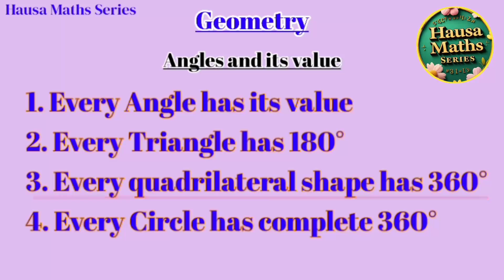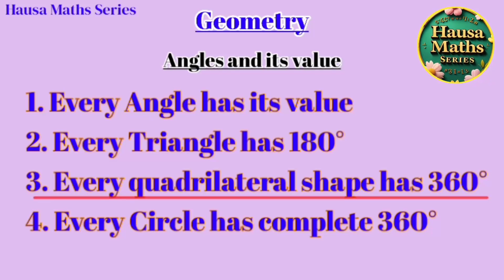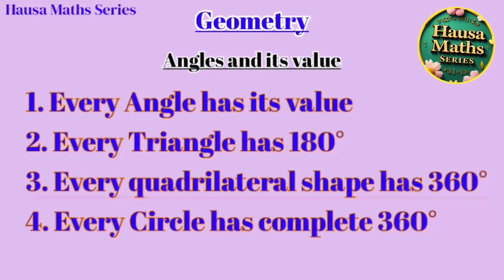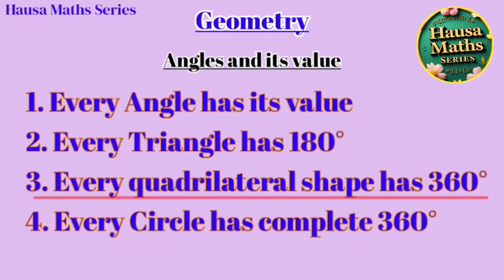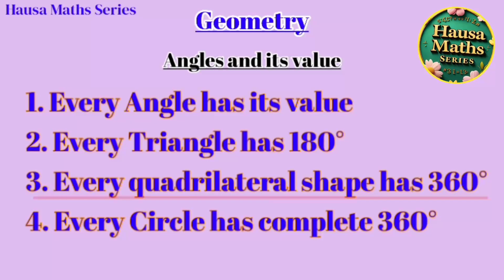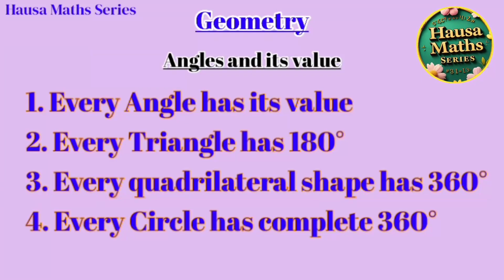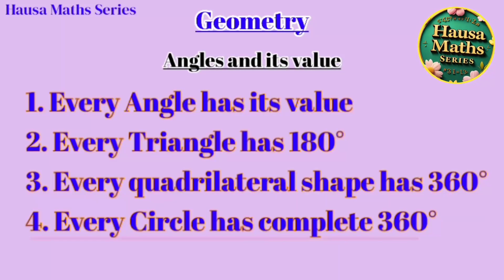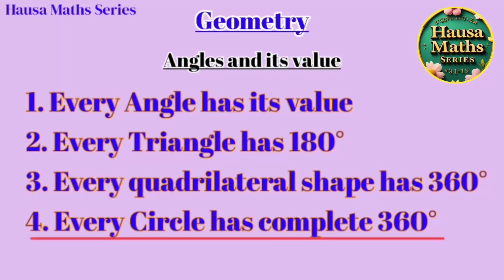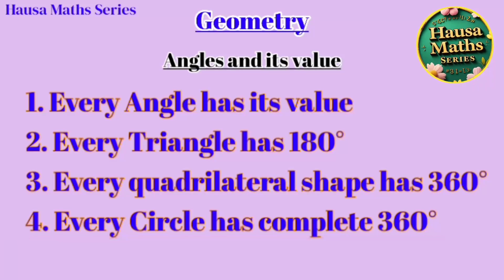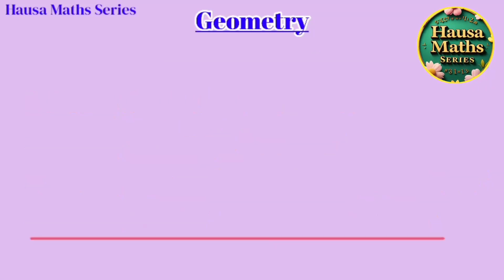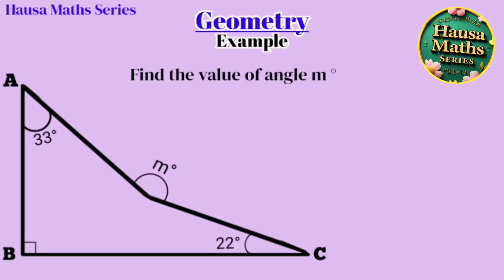Number 3, every quadrilateral shape has 360 degrees. Quadrilaterals means shapes such as rectangles, squares, rhombuses, parallelograms and others. Any shape that has 4 sides and 4 angles has 360 degrees. If you add angle 1, angle 2, angle 3, angle 4, it will give you 360 degrees. Then number 4, every circle has 360 degrees, no matter how small or how big it is.